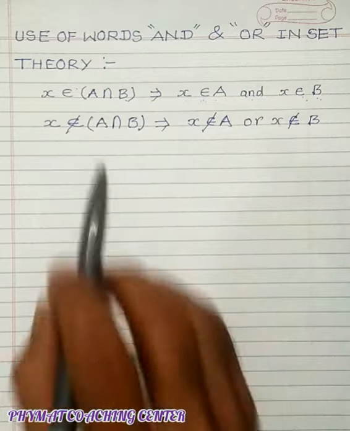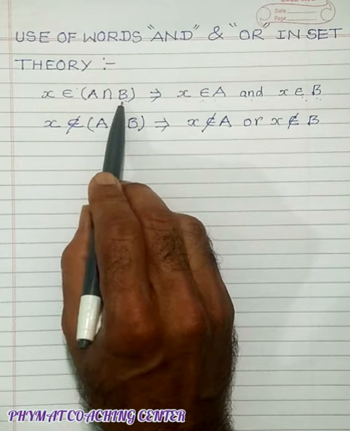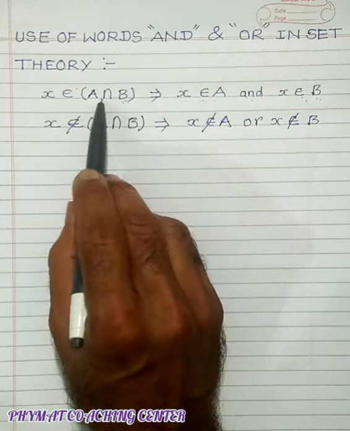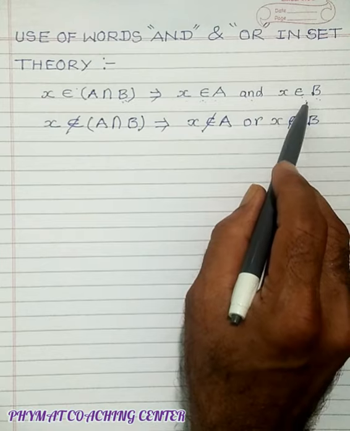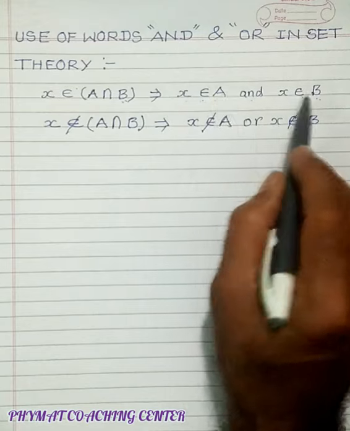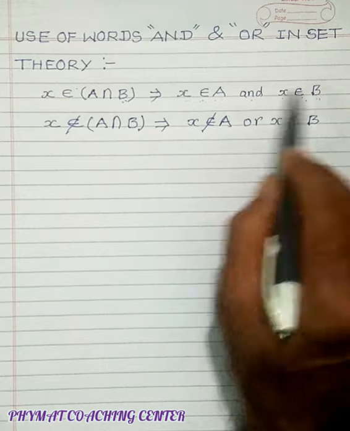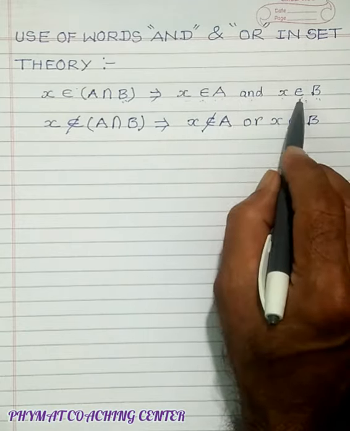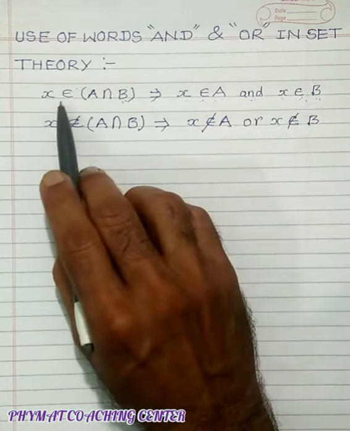We know that from the definition of intersection that A intersection B is the set of those elements of A and B which are common in both. Therefore, if x belongs to A intersection B, then this implies that x belongs to A and x belongs to B. Here the use of word "and" reflects the fact that both statements, x belongs to A and x belongs to B, should be followed together. Thus, whenever there is need that two statements should be followed together, then we use word "and" in between them to satisfy this statement.